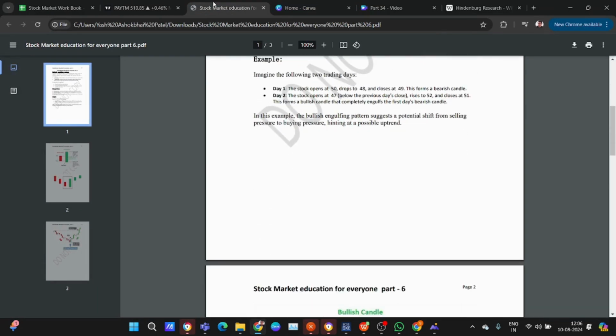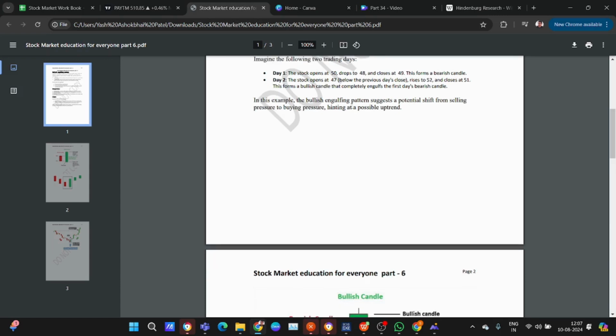Example: imagine the following trading days. On Day 1, a stock opened at 50, dropped to 48, and closed at 49. This forms a bearish candle. On Day 2, the stock opened at 47, rose to 52 and closed at 51. This forms a bullish candle, completely engulfing the first day's bearish candle.